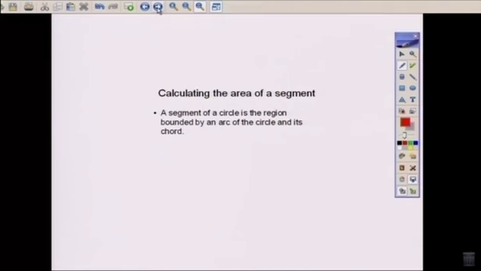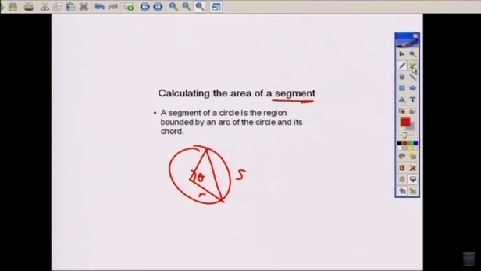Now, the next topic is calculating the area of a segment. And a segment of a circle is the region bounded by an arc of the circle and its chord. So to define what that segment looks like, we take the chord of the circle, located there. Here is our radius, here is our arc, here is our central angle. The segment is this area that is bounded by the chord and the arc. So we're going to look at how we can calculate this area right here.